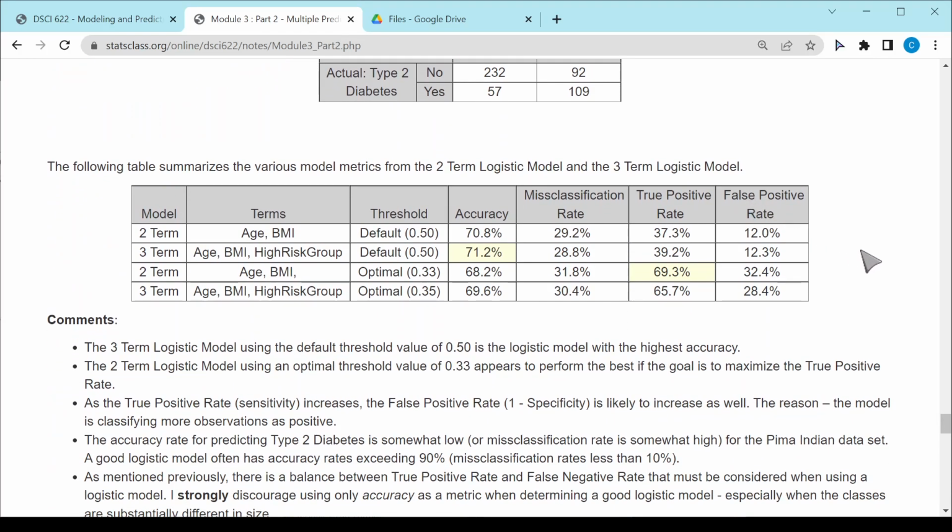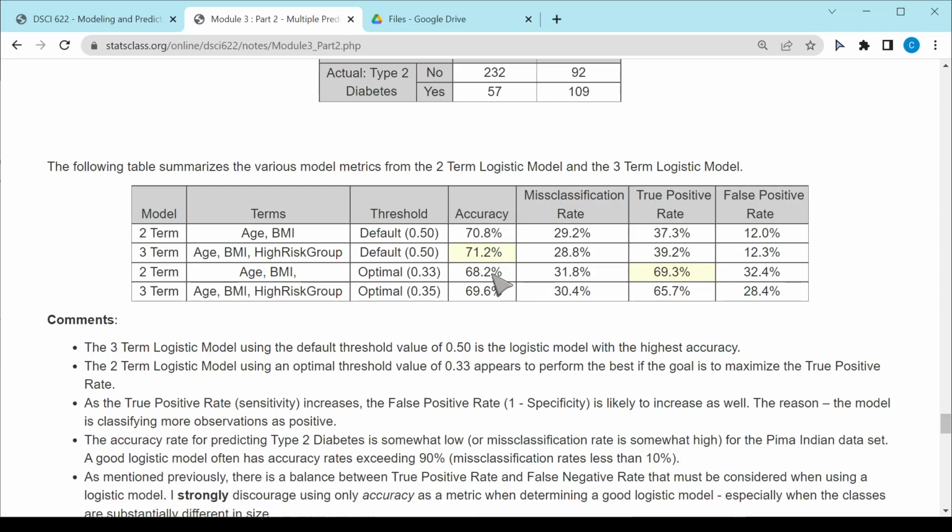As we talked about before, you're going to need to consider the balance that's necessary between those two types of errors that you're making when you are modeling, or the balance between the true positive rate and the false positive rate. So here is a table that summarizes all the information regarding the metrics from these different models. This is the two-term model using the default threshold. Here's the three-term model using the default threshold. Then I have the two-term model using an optimal threshold, and obviously the three-term using its optimal threshold.